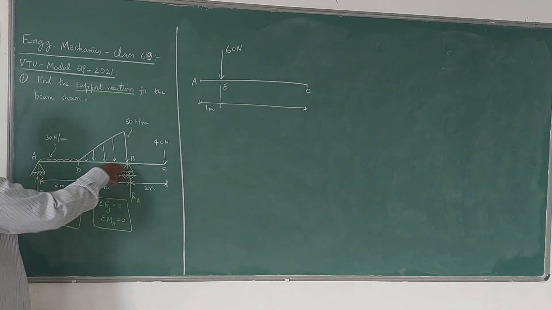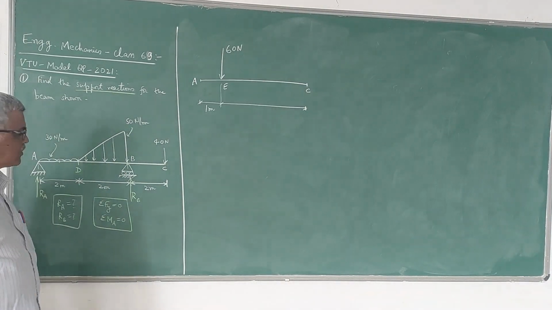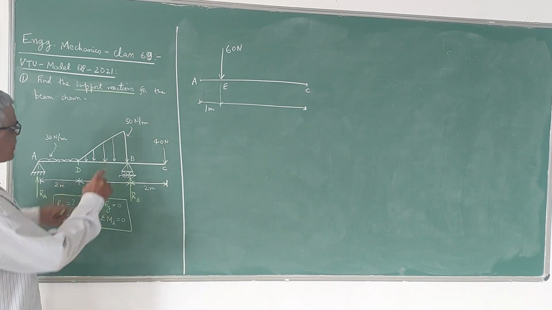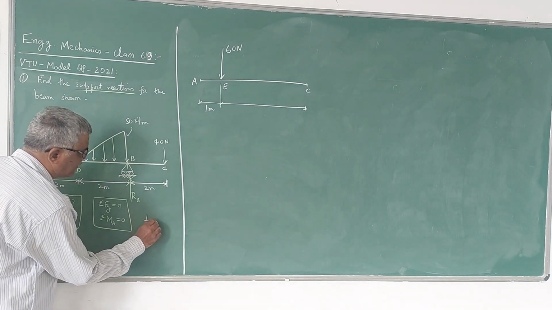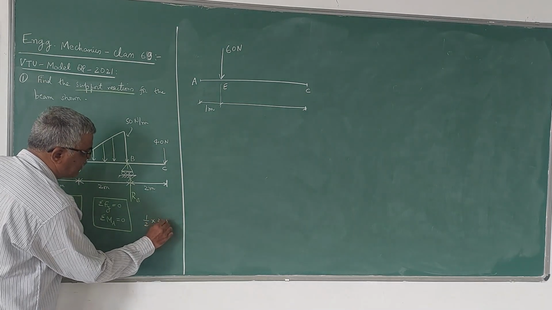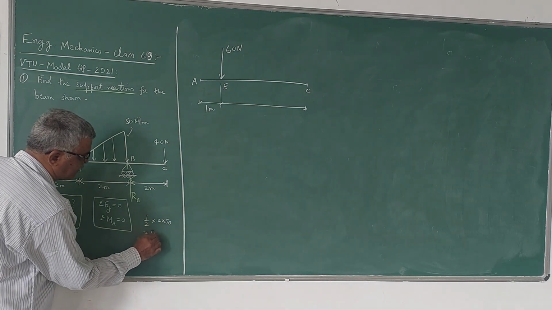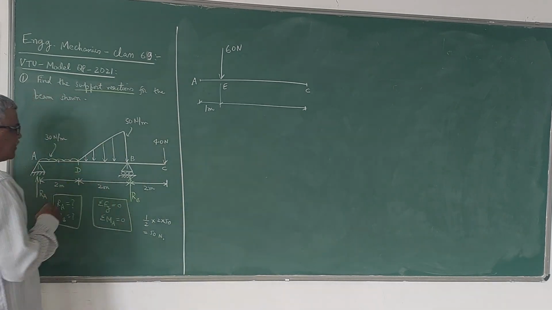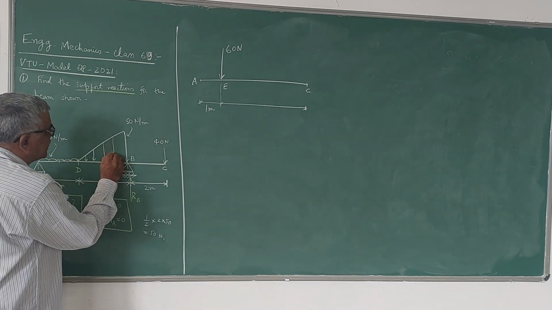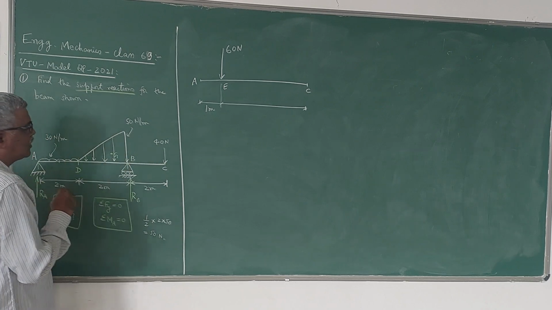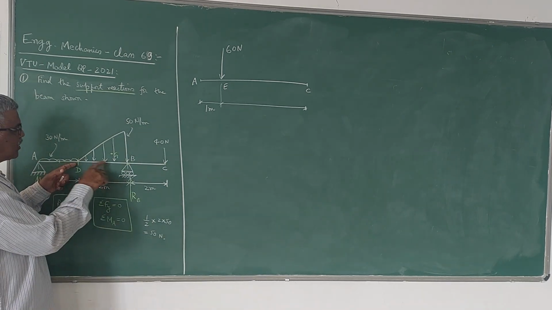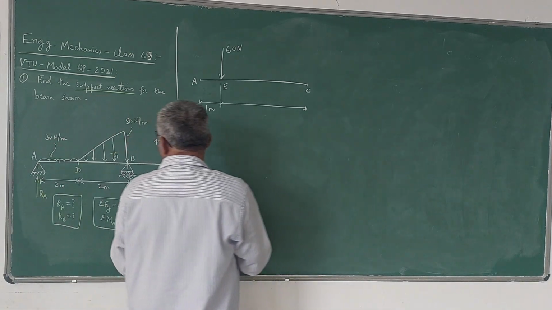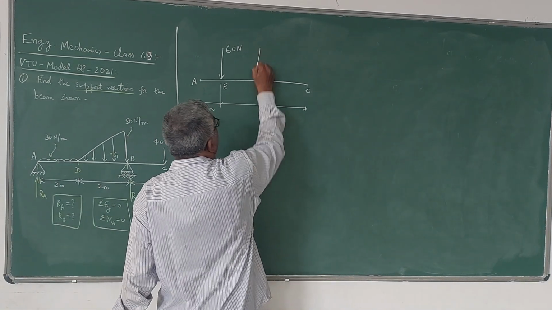Then I will convert this triangular load to an equivalent concentrated load. The total load will be the area of the triangle, which is half into 2 into 50. So it will be 50 Newton. This is the equivalent concentrated load, but it acts at the center of gravity of this triangular load, which will be at 2/3 of this 2 meters.